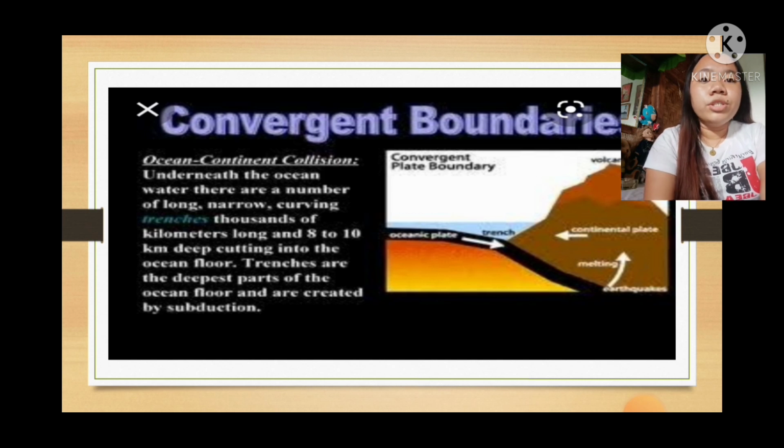Convergent boundaries, ocean-continent collision. Underneath the ocean water, there are a number of long, narrow, curving trenches, thousands of kilometers long and 8 to 10 kilometers deep, cutting into the ocean floor. Trenches are the deepest part of the ocean floor and are created by subduction. Convergent boundaries are also known as subduction boundaries. Convergent boundaries are compressional. Plates move toward each other, including subduction zones and mountain building.